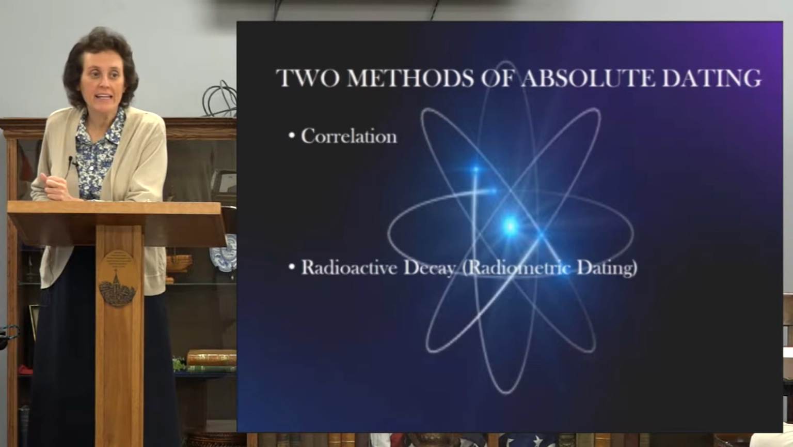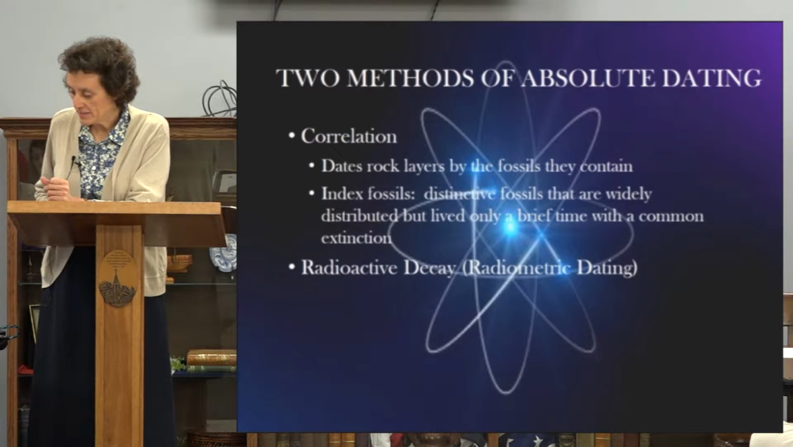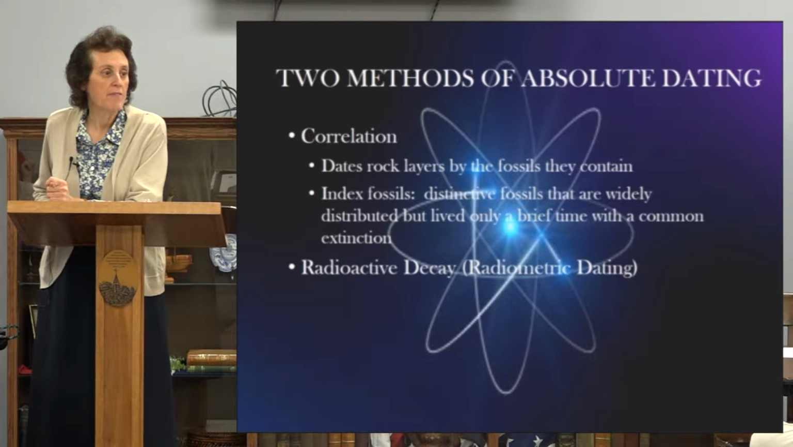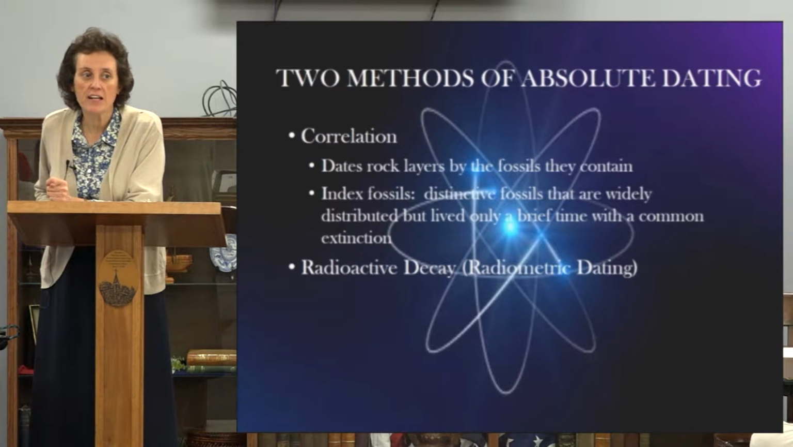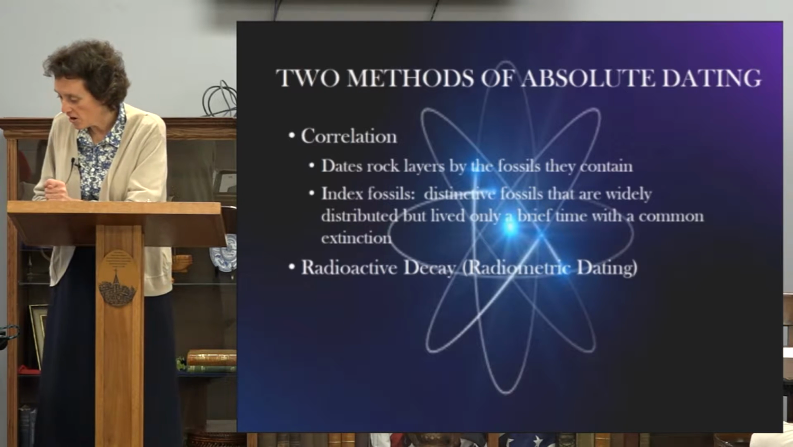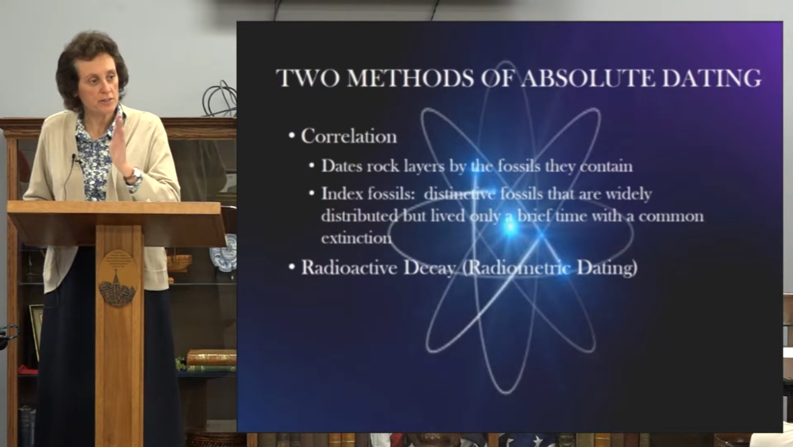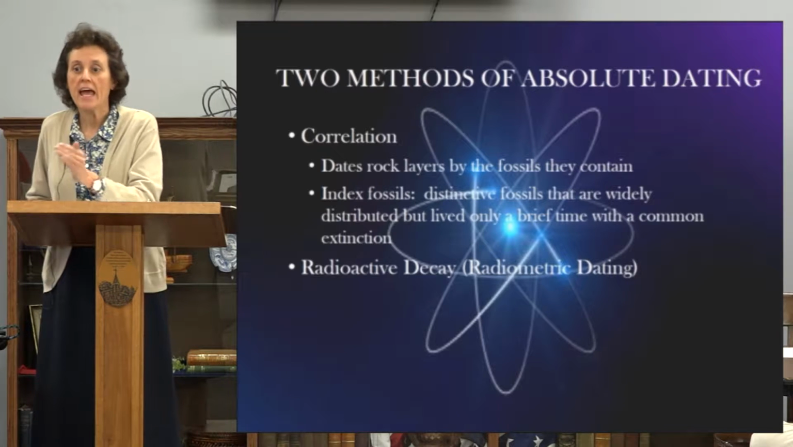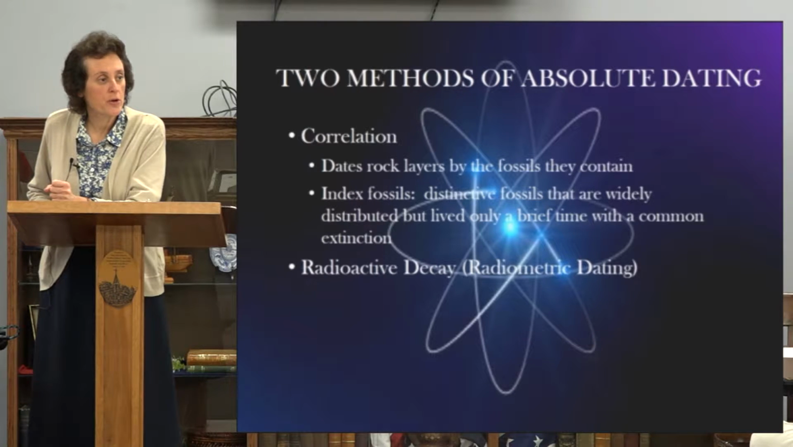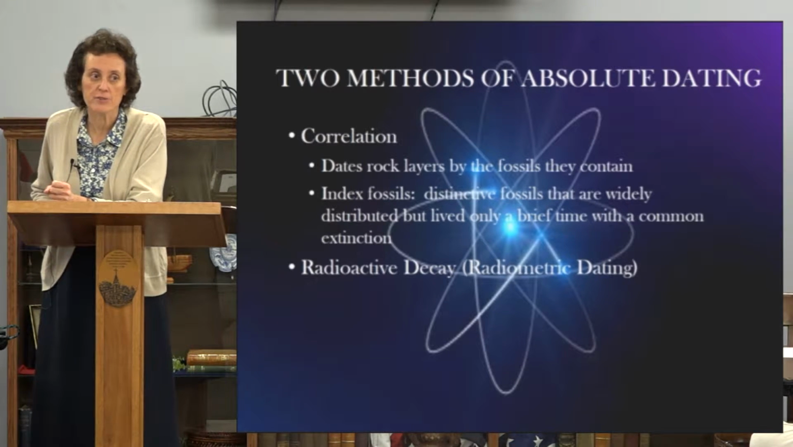Okay, absolute dating. Correlation dates the rock layers by the fossils they contain. And what fossils do they use? The index fossils. What is an index fossil? As a review, here it is. Index fossils are distinct fossils. They're particular fossils that have been recognized and cataloged, that are widely distributed, lived a relatively short time, and had a common extinction.